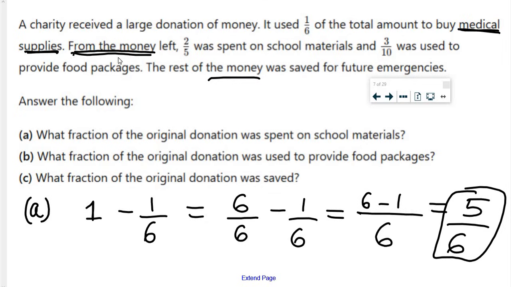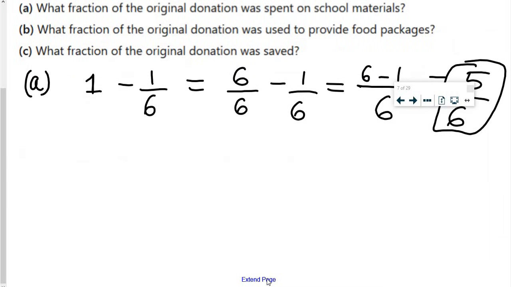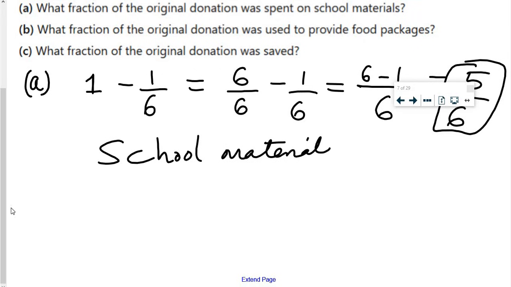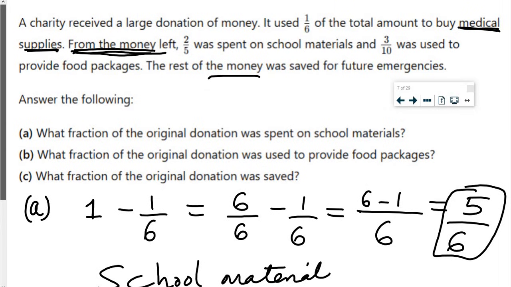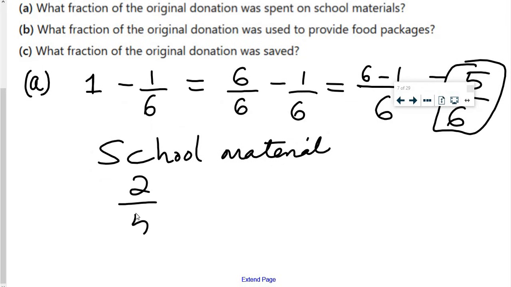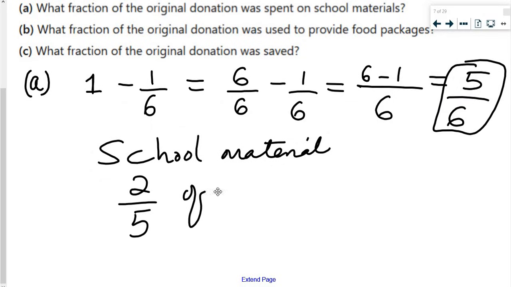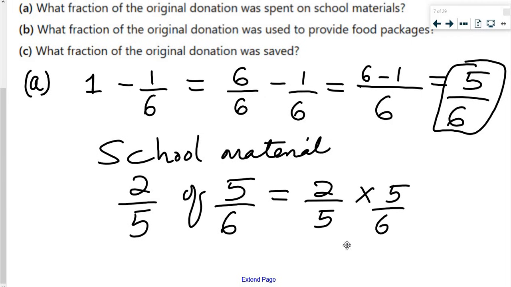Now, from the money left, which is 5 upon 6, 2/5 of this was spent on school material. So we write school material: 2/5 of the money which was left, of the fraction of money left, which is 5 upon 6. What will this be equal to? This will be equal to 2 upon 5 into 5 upon 6.